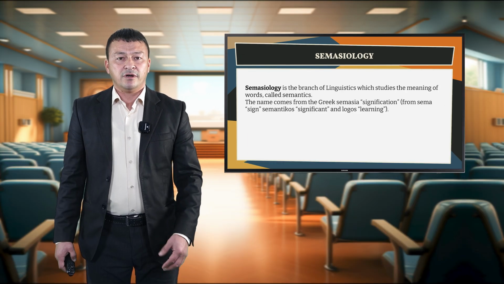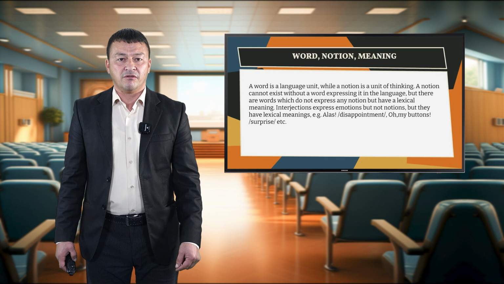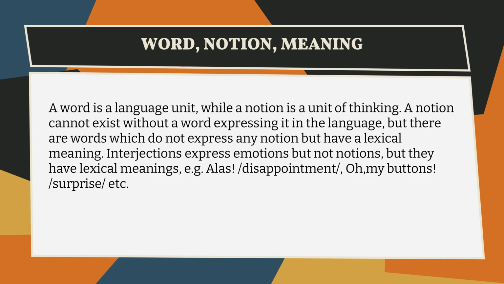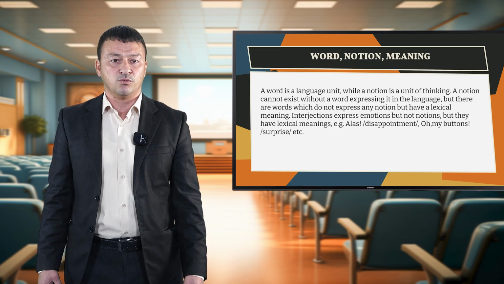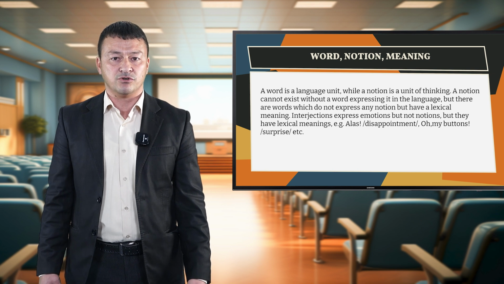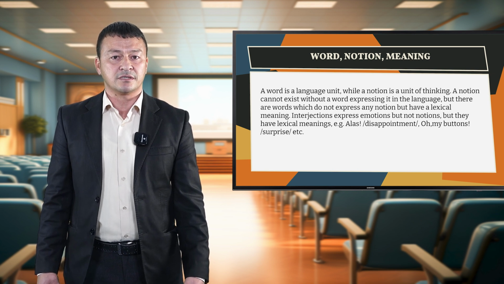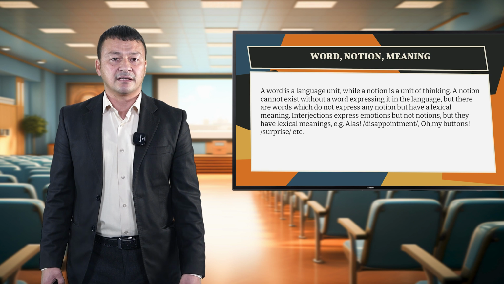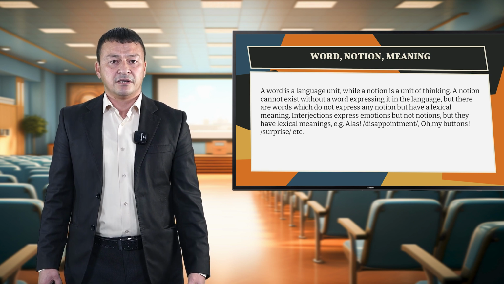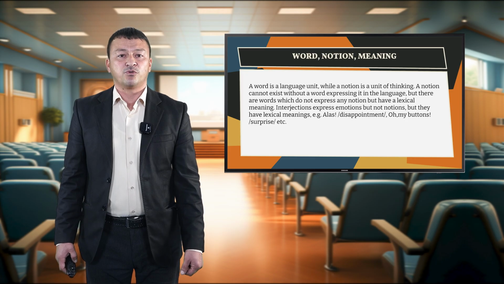So before talking about the meaning of different words, we have to analyze what is a word, what is a notion, and what is meaning. A word is a language unit, while a notion is a unit of thinking. A notion cannot exist without a word expressing it in the language. But there are words which do not express any notion, but have a lexical meaning. Interjections express emotions, but not notions, but they have lexical meanings. For example, alas, disappointment, or all my buttons, surprise.